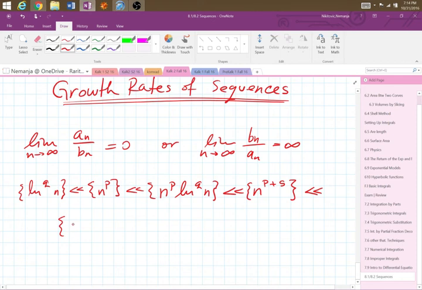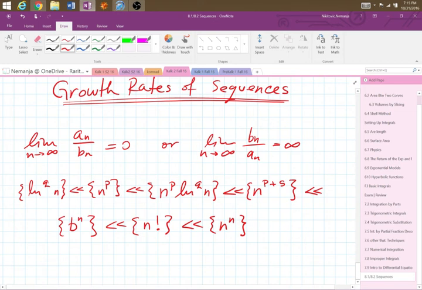b to the n, which is less than the factorial, which is less than n to the n. And we reach the end of this list.